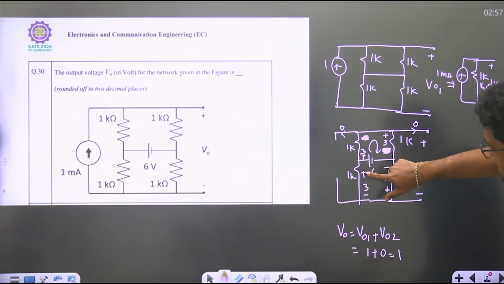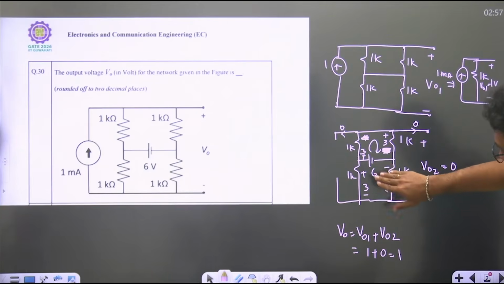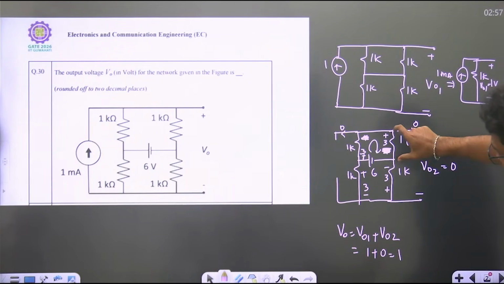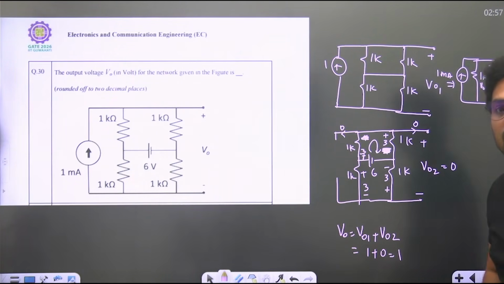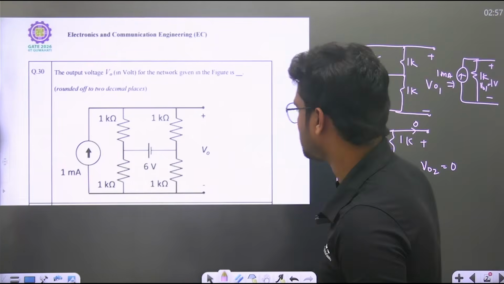Second case, I replace the current source with an open circuit. Then these two are in series. The 6 volts will divide equally. Why? Because the resistors are equal. Same at the bottom, 6 divides equally. 3 and 3, add plus 3 minus 3. V0 2 is 0. That is about your second question. Next question.